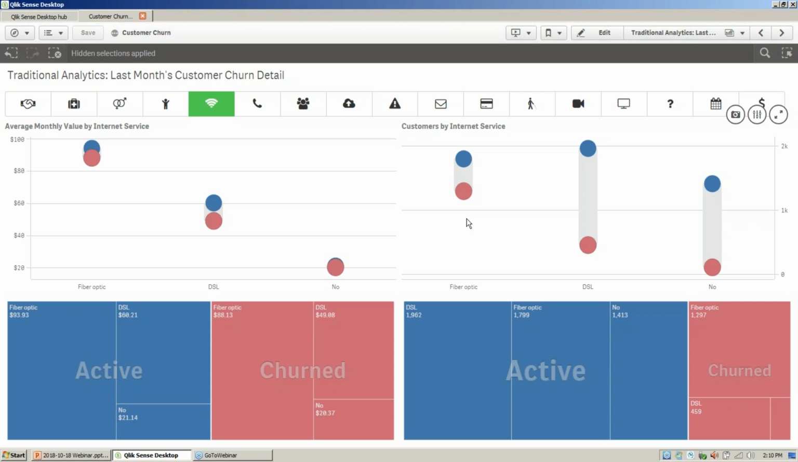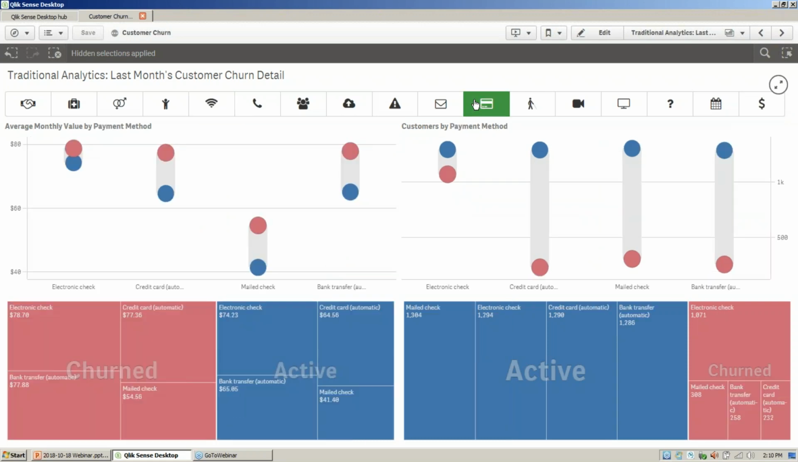Maybe it's fiber optic plus something else. Maybe it's a customer support issue. Maybe it's a payment issue. Maybe it's price sensitivity. We don't really know by looking at this. So, let's click around a few more times to see if we can find a pattern here.